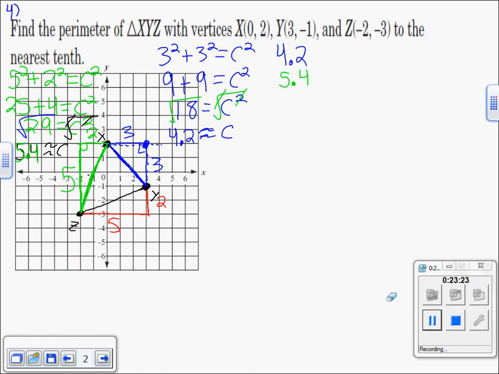All right, so since that red triangle we just drew for that bottom side had 2 units for one leg, and 5 units for the other leg, that means that this length is also going to be 5.4. So we now know the lengths of our 3 sides.